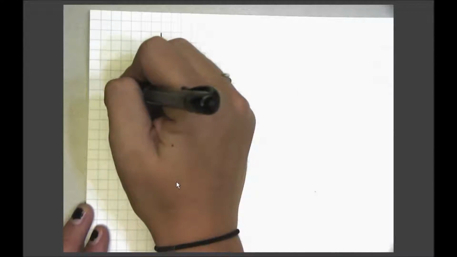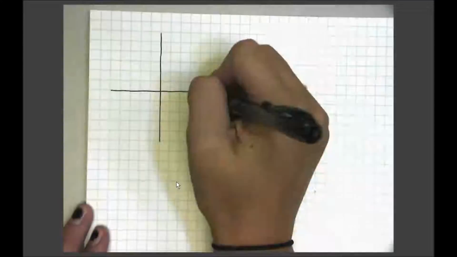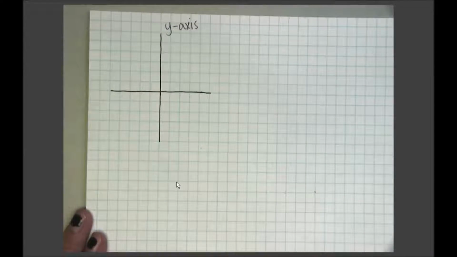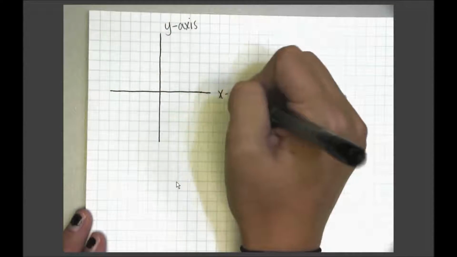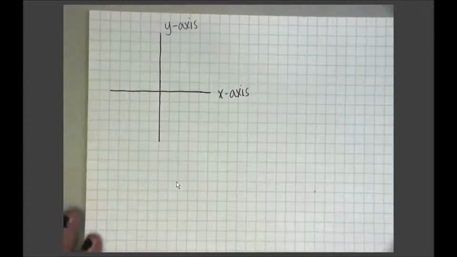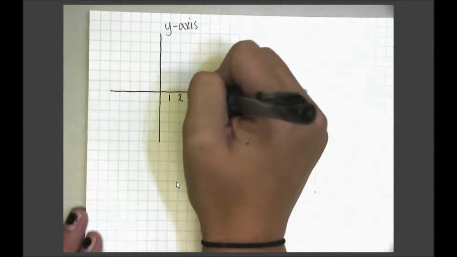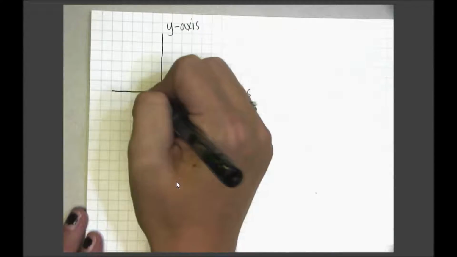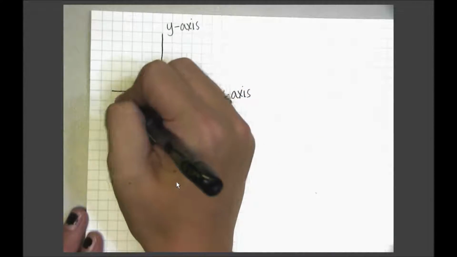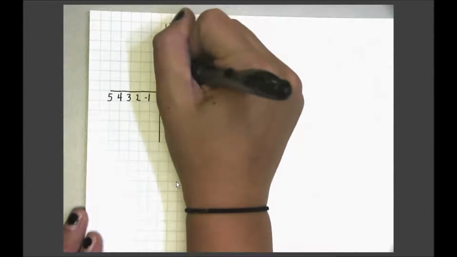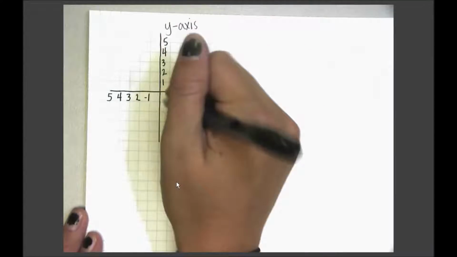Now, when I tell my kids, we have the y-axis, which is the vertical number line, and the x-axis, which is the horizontal number line. And a number line is just a line with numbers on it. Okay, so you can draw your number line. Like this. I'm drawing my number line.